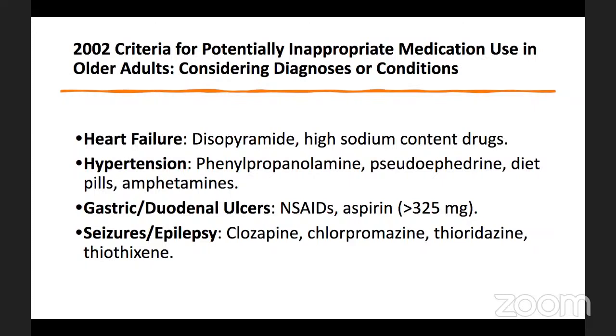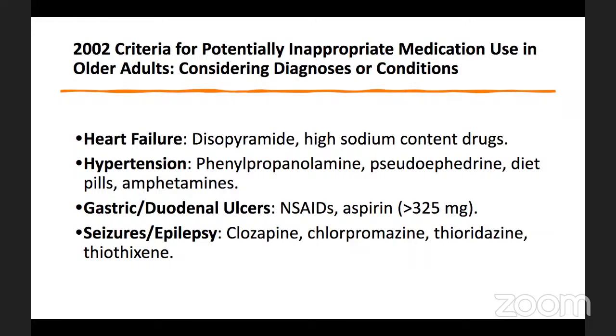The 2002 criteria also talk about considering diagnoses or conditions while you are prescribing medication for the elderly. This slide is about the conditions that you have to ask your patient about before prescribing certain medications. Heart failure: you have to be cautious prescribing disopyramide, which can lead to heart failure itself. Hypertension: also be cautious prescribing amphetamines, pseudoephedrine, diet pills. If the patient has a gastric or duodenal ulcer, be cautious prescribing NSAIDs or aspirin more than 300.